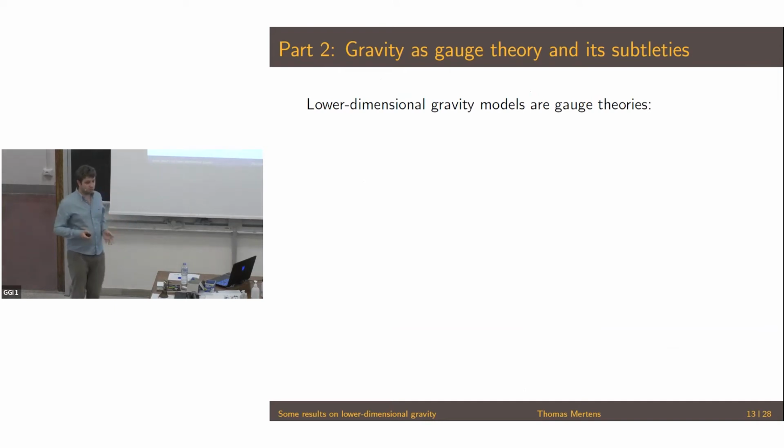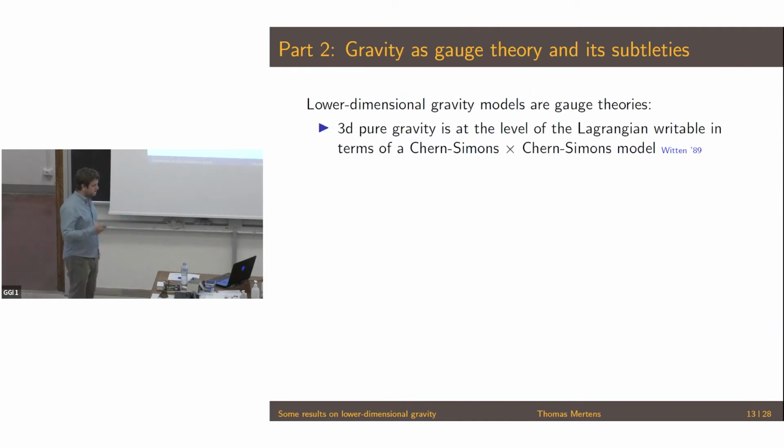And my second part will be about something completely different. So if you've decoupled, now is a good time to recouple again. And that is about gravity as a gauge theory, lower dimensional gravity as a gauge theory, and the different subtleties that arise there. Well, as is well known, lower dimensional gravity models are in essence gauge theories, and there are many examples. The most famous example, I guess, is 3D pure gravity, which at the level of the Lagrangian is writable in terms of a sum of two Chern-Simons models.